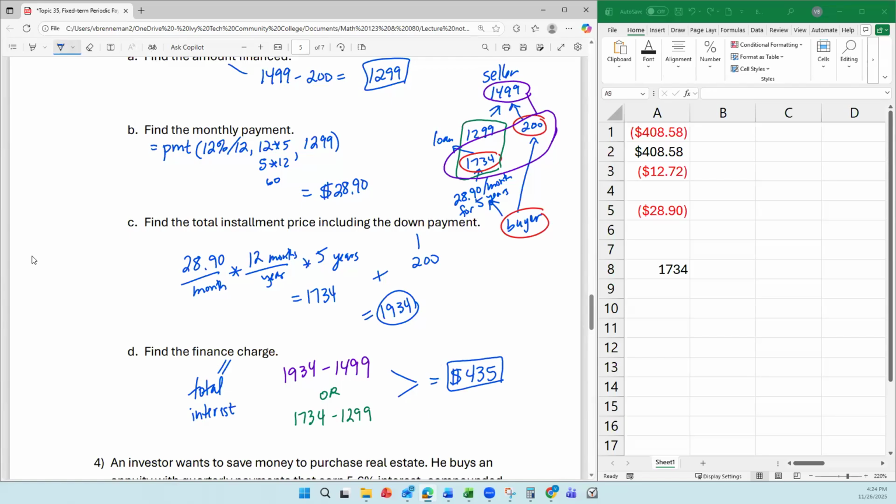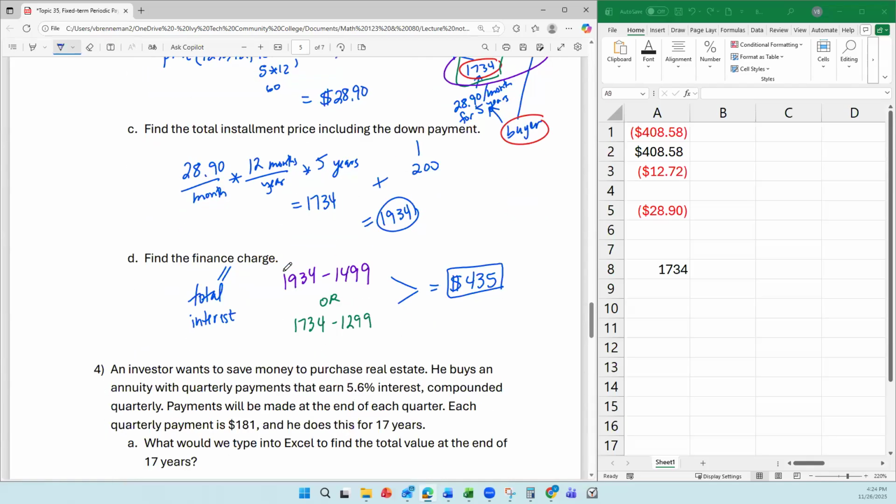Again, you could not find that finance charge or total interest directly using the interest rate. The interest rate goes to find the monthly payment, and that is all that happens with it.